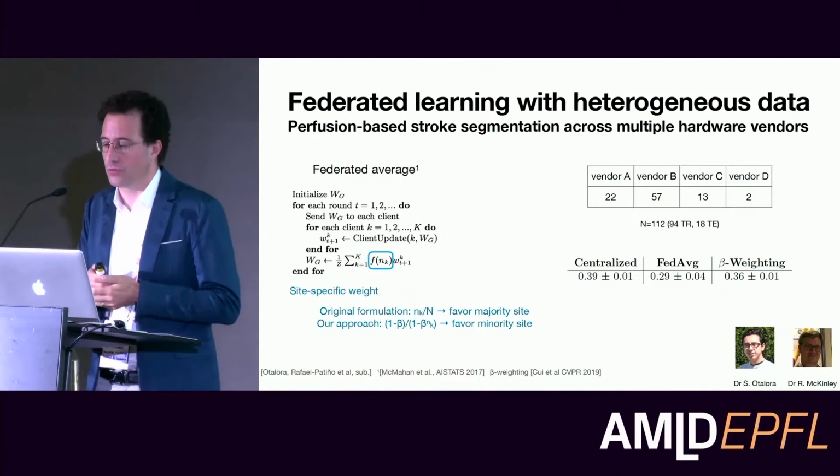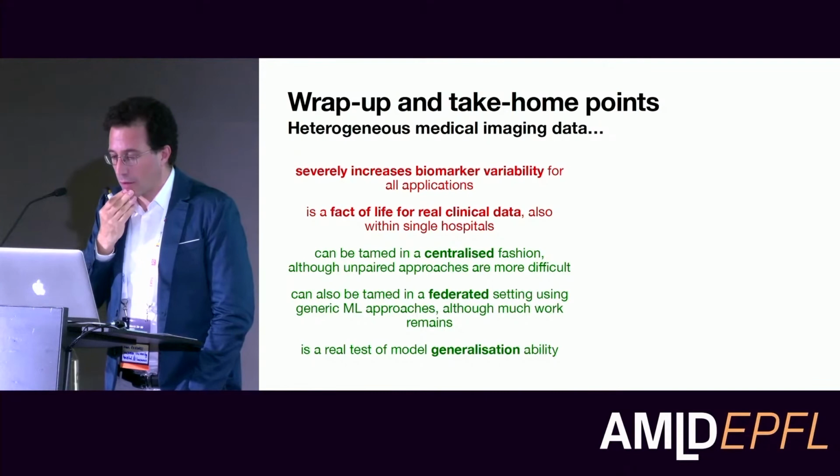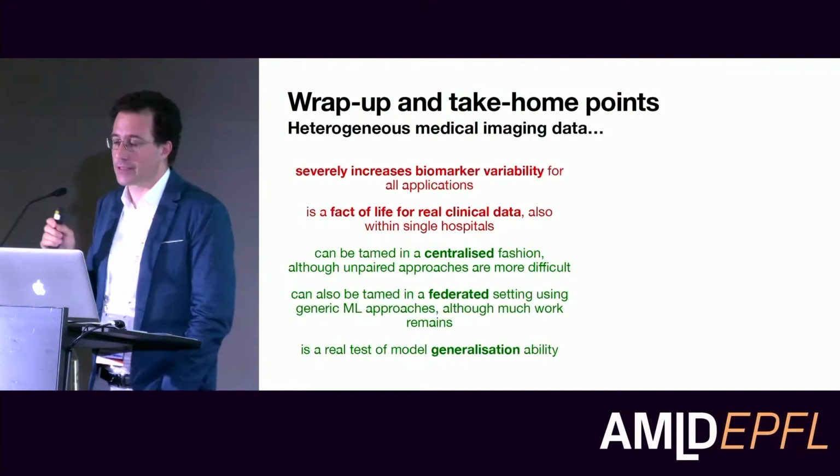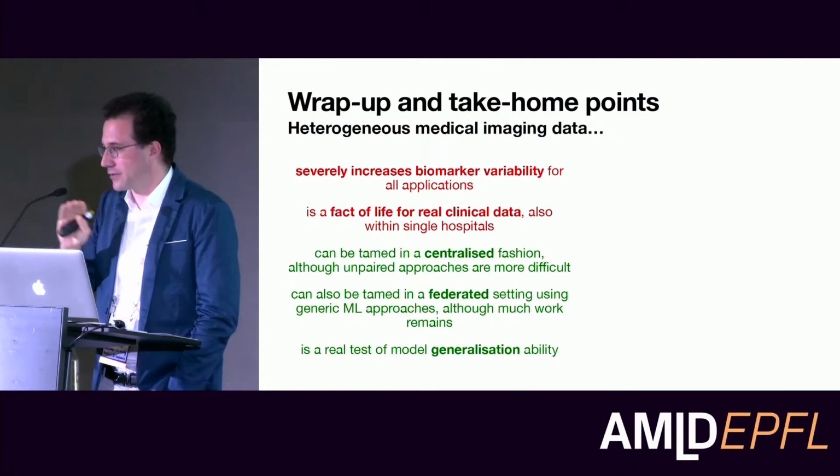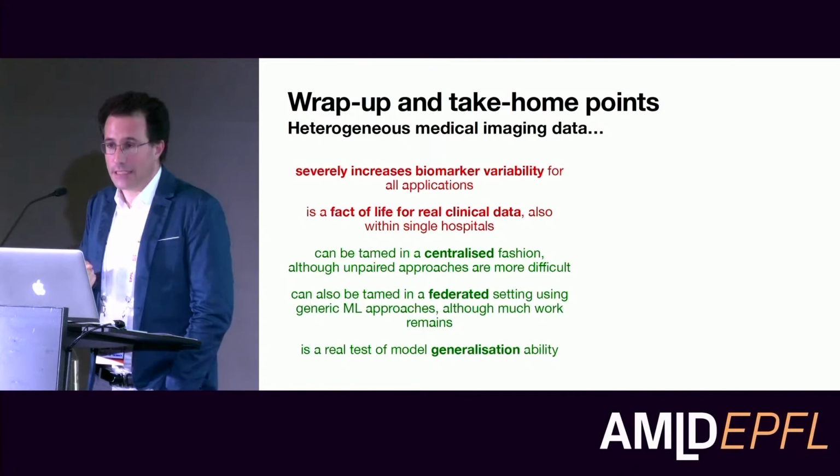Okay, so to conclude this talk about heterogeneous medical data, the first thing, as I've shown you, is that it really increases the variability of the biomarker for all applications. This is for all the applications I showed you, for differential diagnosis, for specific volumetry, for prognosis, for everything. It messes up all the machine learning that you want to do. It's also a fact of life. Indeed, it's not like clean research data.